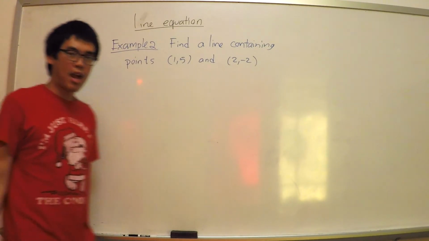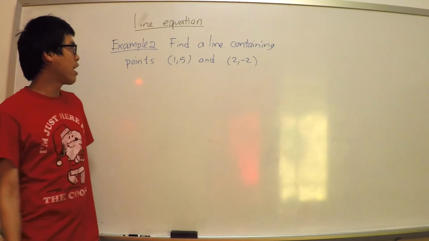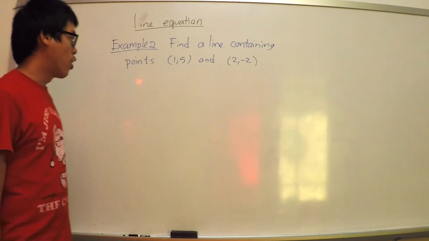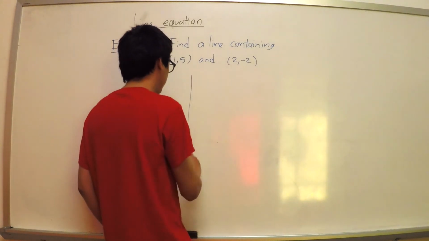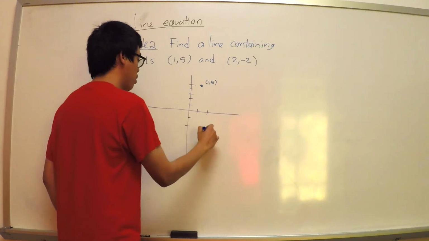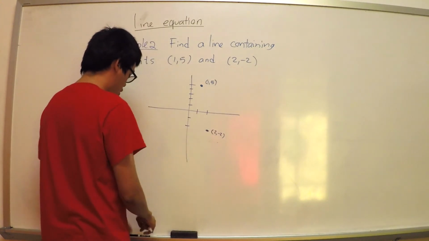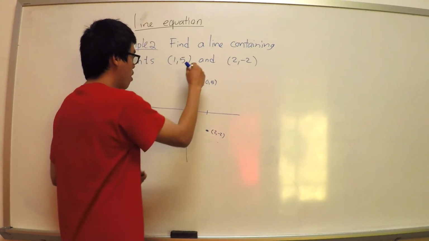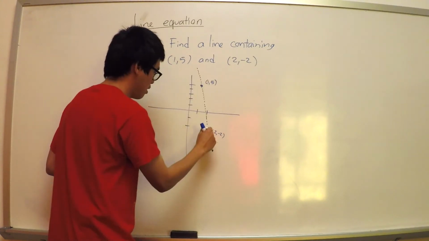Alright, so one can ask you this question. Find a line that contains (1, 5) and (2, -2). Let's draw a little picture here. (1, 5) is right here. (2, -2) is right here. And of course, the line that we want looks kind of like this.